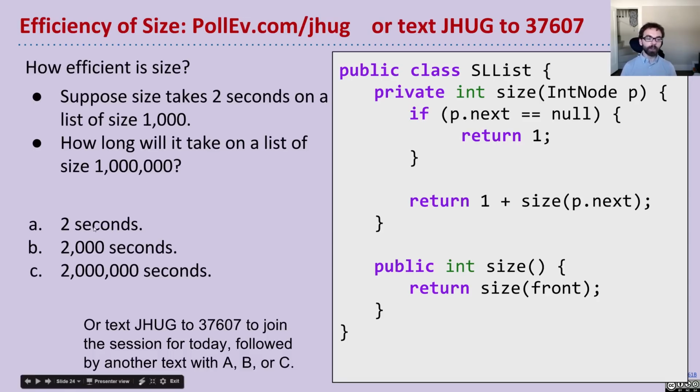So I say the answer is 2000 seconds. If I have a list that's 1000 times as large, then whatever the computer is doing inside, stepping through the list, it's going to have to do that 1000 times as many times, so it should take 1000 times as many seconds, for a total of 2000.